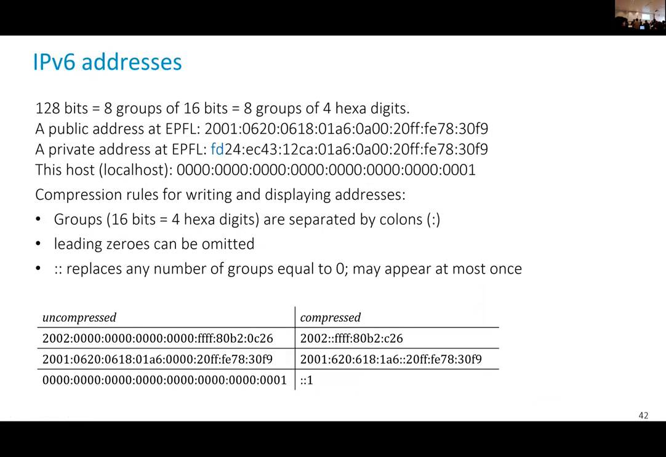Another part of the ugliness is, what happens when you move from 32 bits to 128? Well, this is an address now. That's my EPFL address on my computer in my office here. The localhost is this address here. It's one. So things have been simplified because IPv6 learned from all the ugly things of IPv4. They've tried to make it more systematic here. But still, the address is very long.